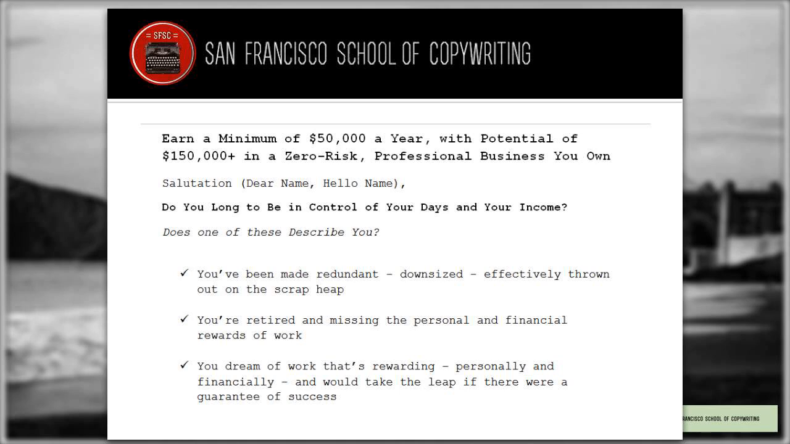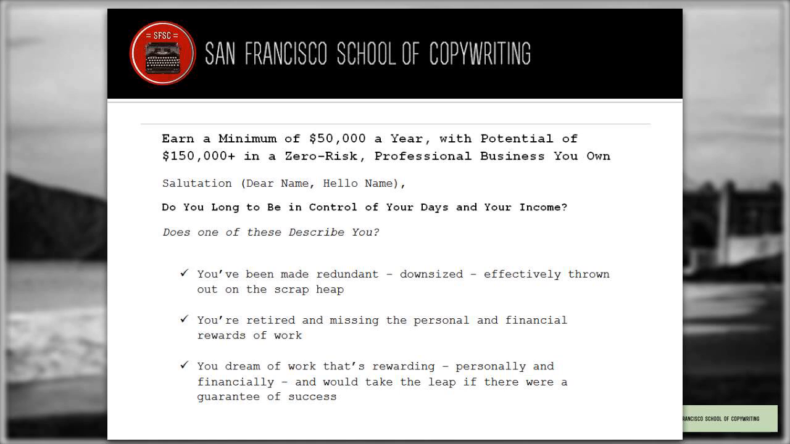And so the headline was, earn a minimum of $50,000 a year with the potential of $150,000 plus in a zero-risk professional business you own. And so what that headline is attempting to do is tell the entire story and give them the big benefit. So now the letter went on to be 5 pages long to talk about all the problems. So we start out, do you long to be in control of your days and income? Do one of these describe you?